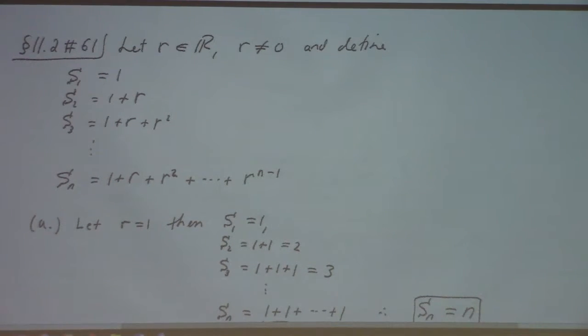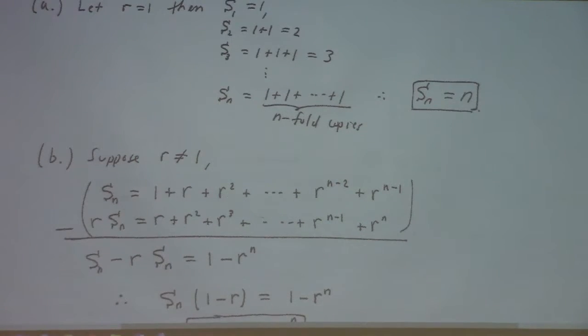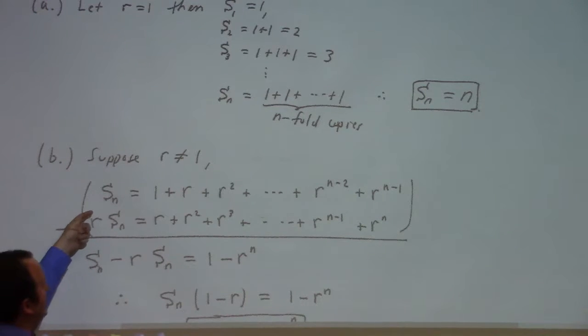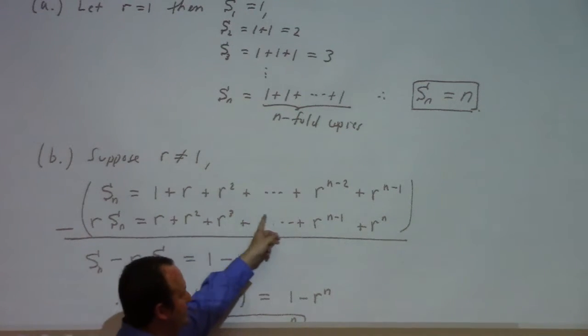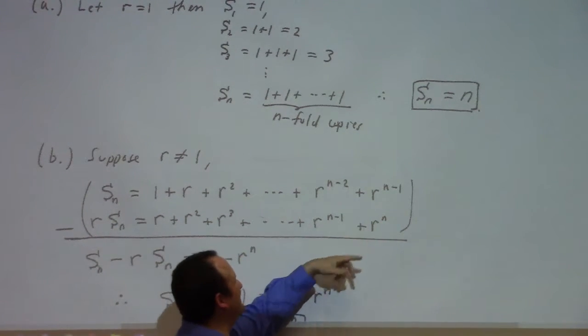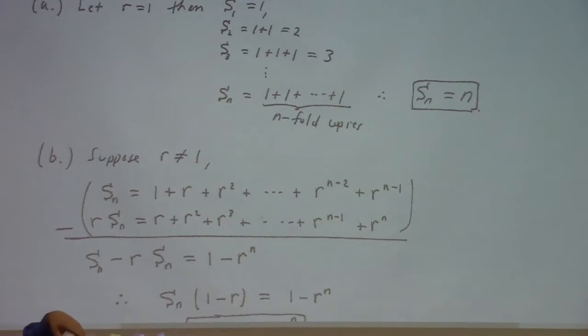If you put r equals 1, the nth thing in the sequence would just be n, right? So the limit as n goes to infinity there would be infinity. So that one would diverge. But if you had r not equal to 1, you could look at Sn, which was this by definition.